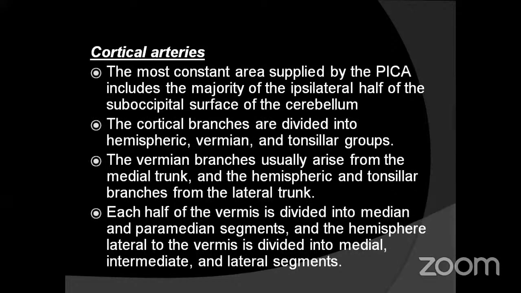Each half of the vermis is divided into a median and paramedian segment. It's similar to how the cortical branches of the superior cerebellar artery were dividing into a vermian branch and a paramedian segment. And the hemisphere lateral to the vermis is divided into medial, intermediate, and lateral segments. Again, this is similar to how SCA divides and supplies the tentorial surface of the cerebellum.